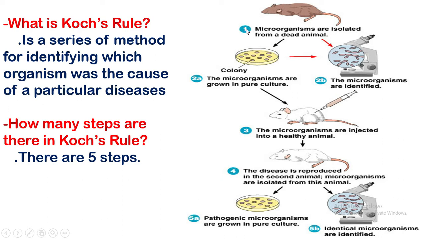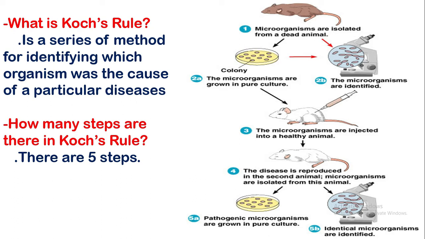So now let's move to our first step. Look at this, the rat or mouse. It died, right? So perhaps it has a microorganism that caused the disease, right? That caused it to die. So this dead animal here contains many microorganisms or bacteria, or we don't know what kind of pathogen it is. It can be virus, bacteria, protein, or fungi.